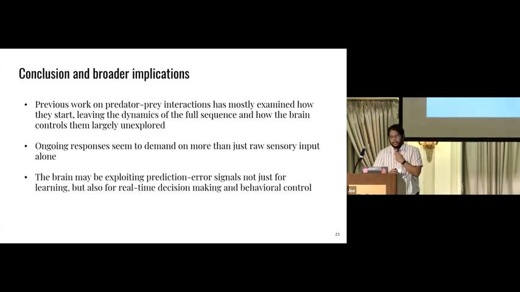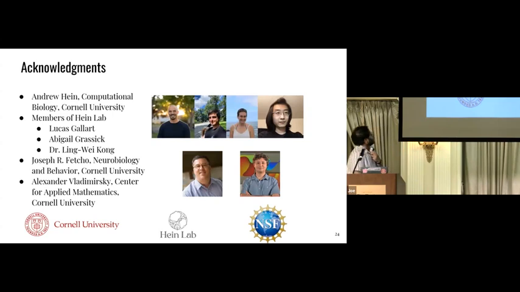And most importantly, we believe that the brain may be exploiting these prediction error signals not just for learning, but also for real-time decision making and behavioral control. And that is, I think, the takeaway message for all of you from my talk: the brain simply does not use prediction error to learn something, but it also might be using it to do something at the same time.